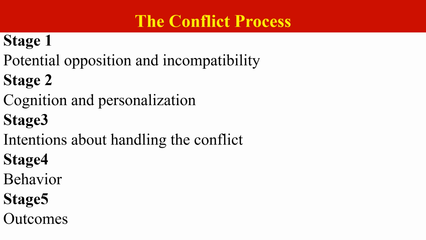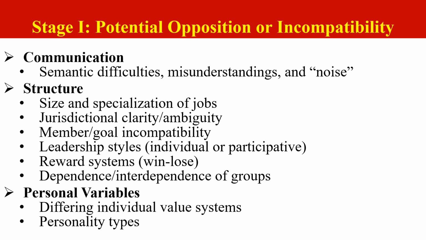Stage 3 is intentions about handling the conflict, how various groups and individuals think that they should go about resolving the conflict. Stage 4 is behavior. It pertains to the human behavior in the resolution of conflicts. And stage 5 is the outcomes, which is the outcome of the conflict resolution process. We will now discuss each stage of conflict resolution in detail.